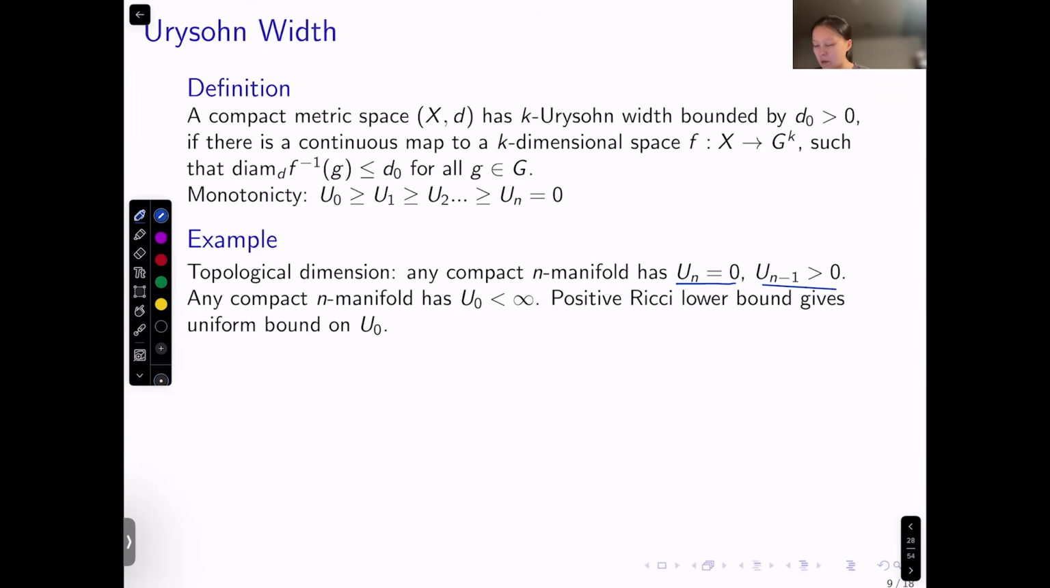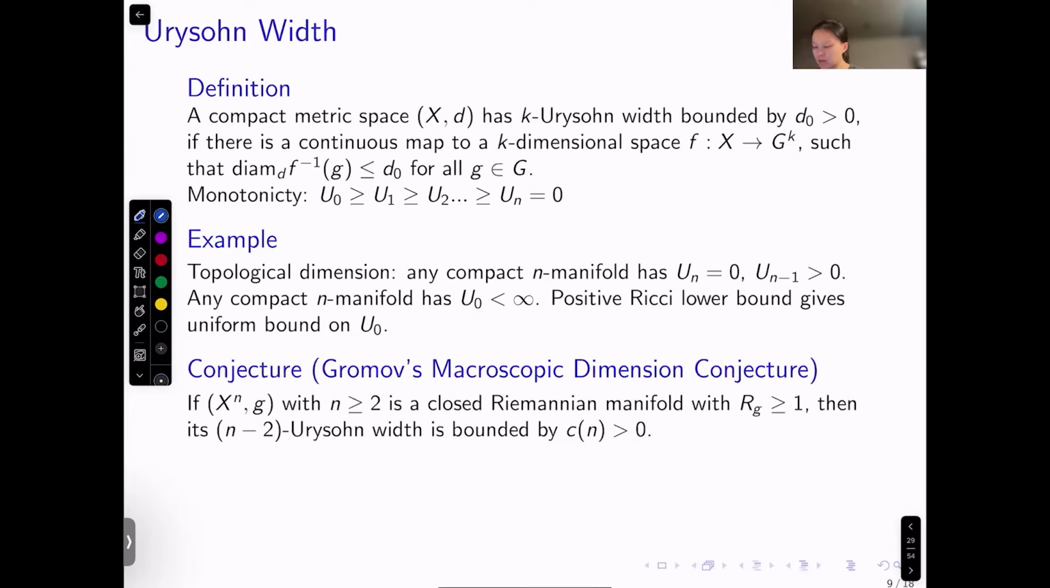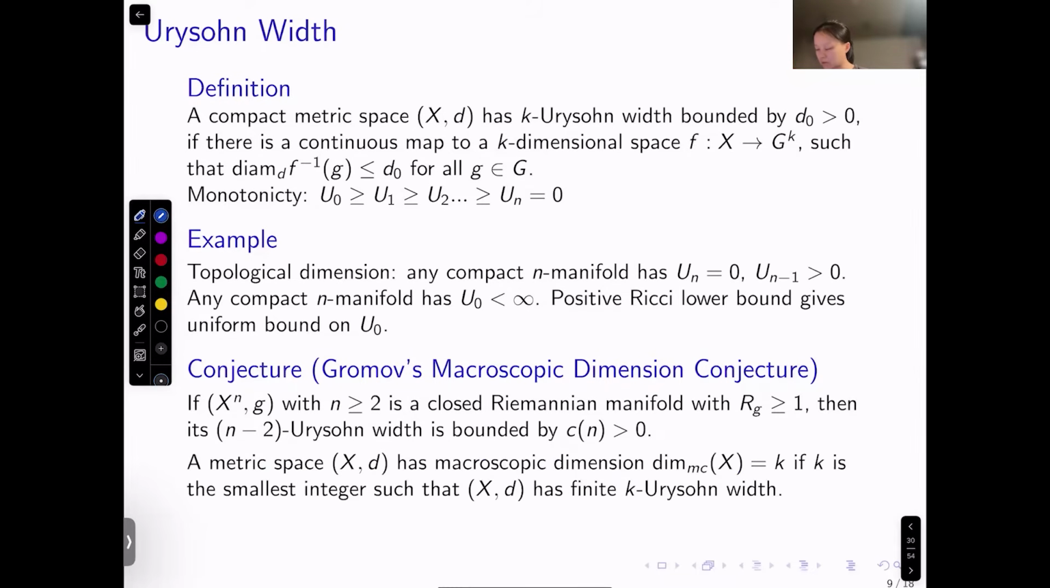And now any compact manifold has finite U0, and if you have a positive Ricci bound, you get a uniform bound on U0. That's Bonnet-Myers. And what Gromov looked at is that if you have a closed manifold and if you have uniform PSC, then you will get a uniform bound on U n-2. And the constant only depends on n and also the scalar curvature.